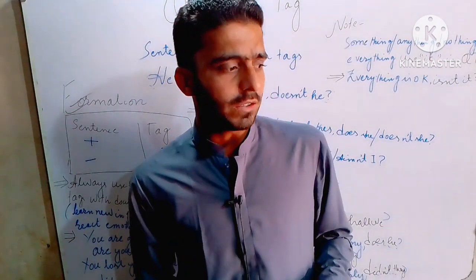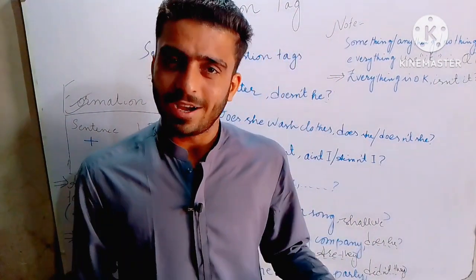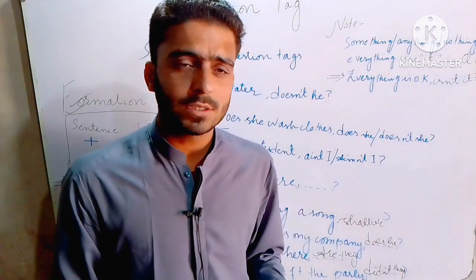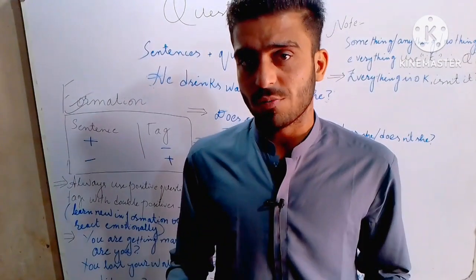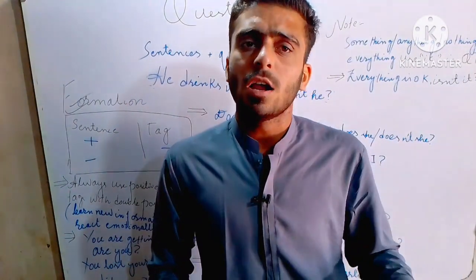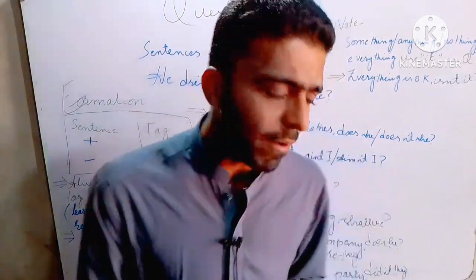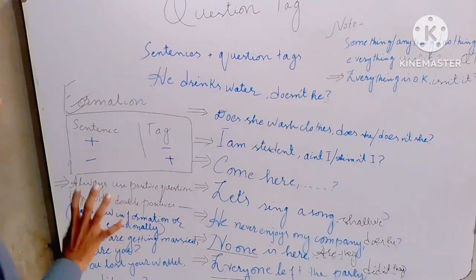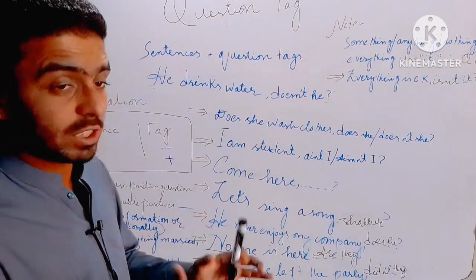Suppose an example, if I am going to ask somebody, you are getting married, are you? Yeah, I am. You lost your wallet, did you? It means here we are asking this sentence emotionally. We are going to show the emotion in the sentence. So when we learn new information or we ask the questions emotionally, we have to form the tag always positive. We have to use the positive, not negative. Either they are positive or negative, it doesn't matter.